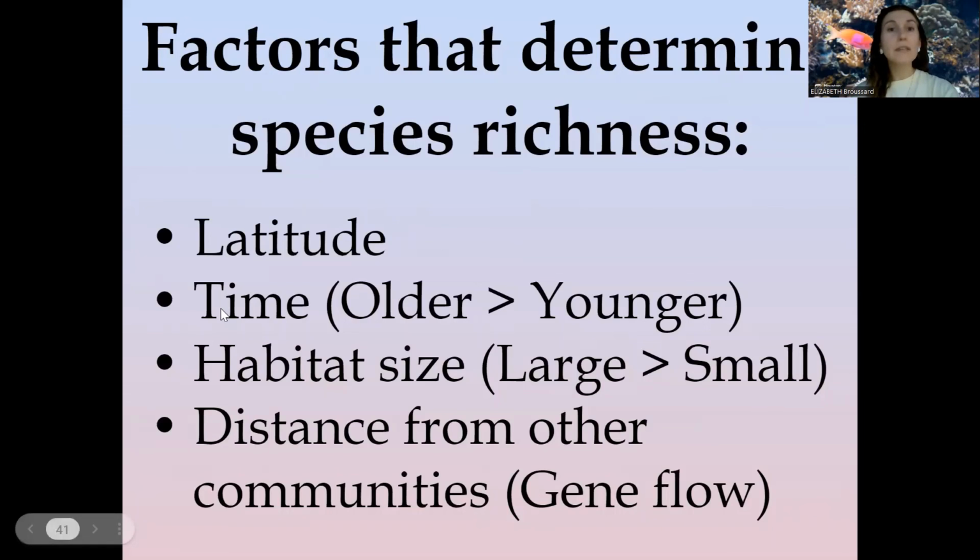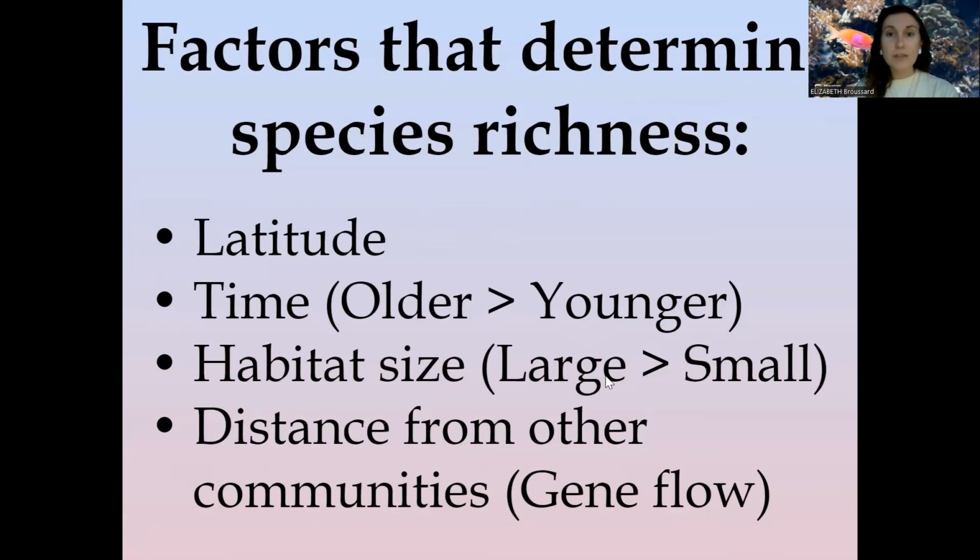Additionally, time. Older ecosystems are going to have a greater amount of biodiversity, a greater amount of species richness as compared to younger species. This makes sense. An older community is going to be one that's had lots and lots of reproductive cycles, which means lots of mutation, which means lots of speciation, creation of new species. So it checks that they would have a greater amount of species in that area.